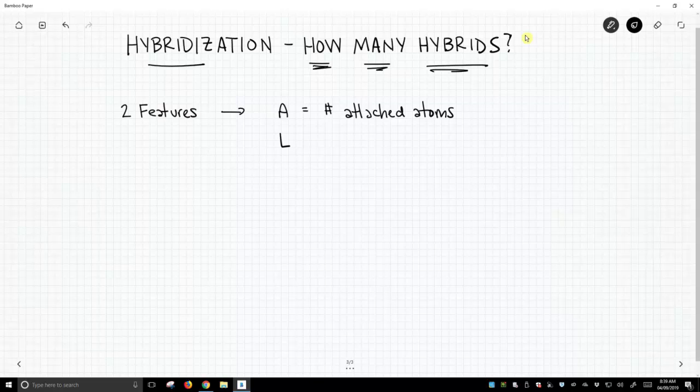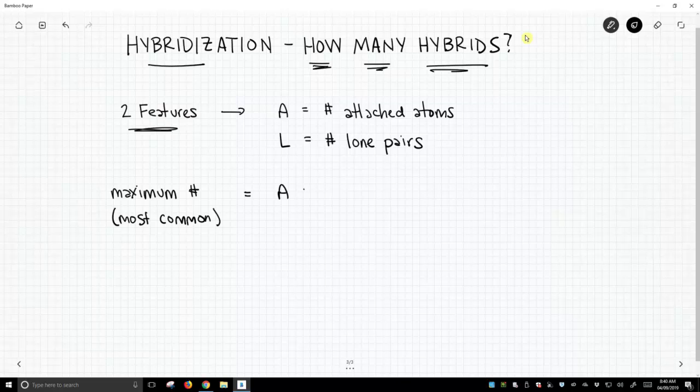The second factor is the number of lone pairs. Now, if we know those two features of our atom, then we can easily determine how many hybrids we need. So, the maximum number of hybrids that we need, and this is the most common situation, is equal to the number of attached atoms plus the number of lone pairs.